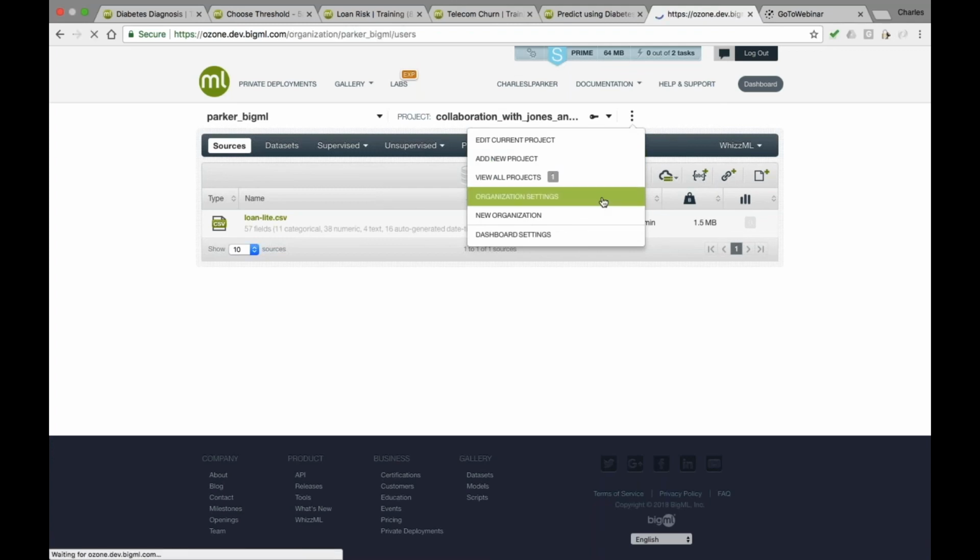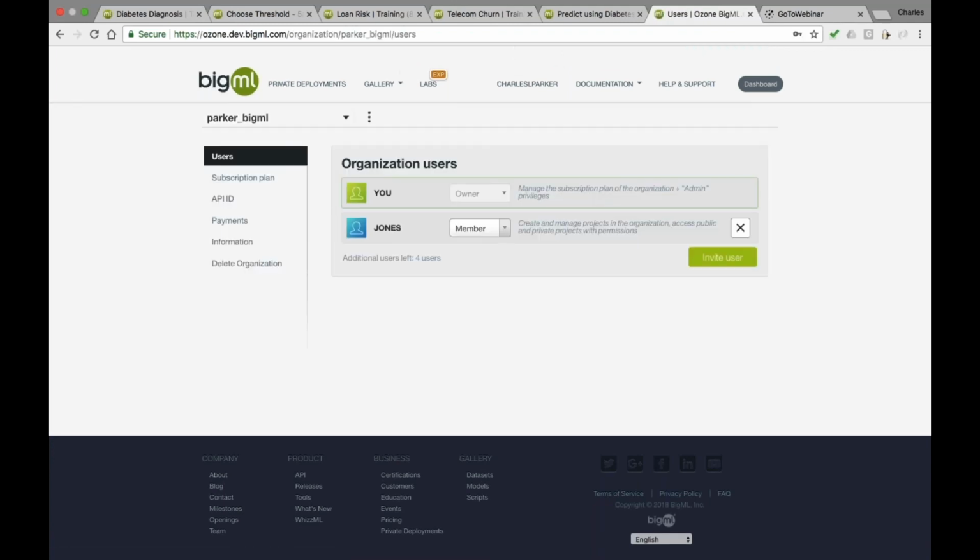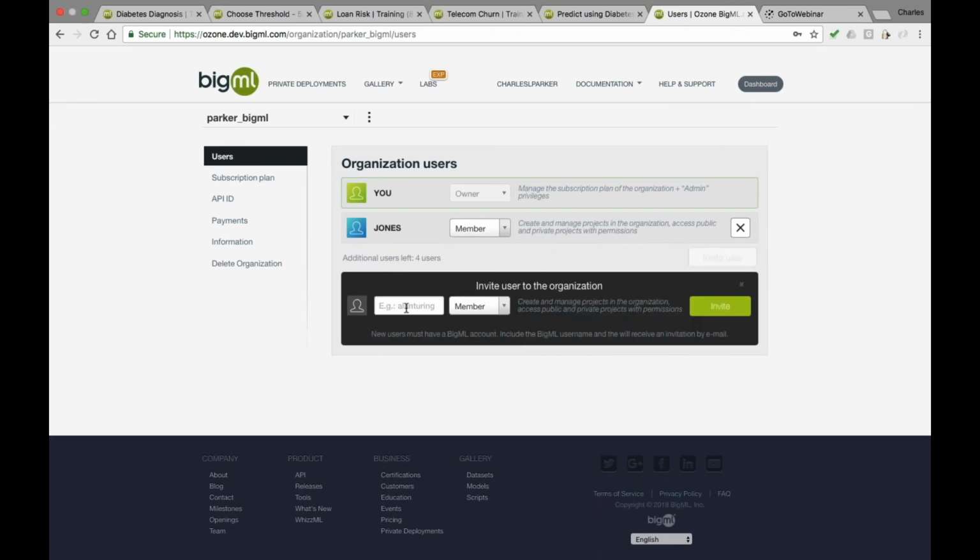You can go to organization settings and you can add users to the organization. So here I've added this guy Jones to the organization, and I can invite 4 more people. If I invite somebody, I can give their username here, and I can also give them a level of membership in the organization. What does that mean, a level of membership?